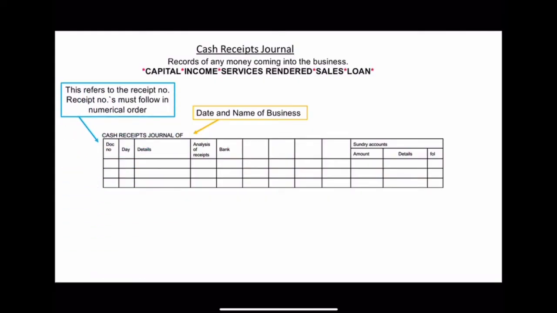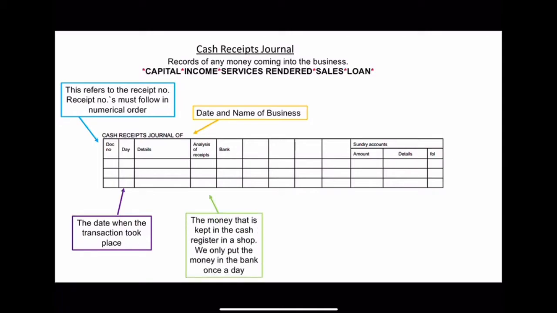Next, the document number refers to the receipt number. So whenever money comes into the business, we issue a receipt. The receipt shows the person who's paying us that we have received this money. Now, the receipt goes into the document number, and it's very important to note that your receipts need to go in order. So if your first receipt is 1, your second one has to be 2. It cannot be 3, 4, 5, whatever, etc. Next, we go on to the day. It's important to put the date the transaction took place.